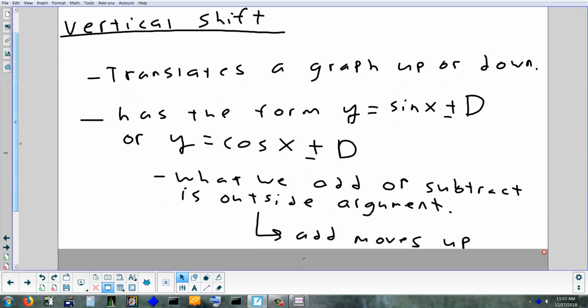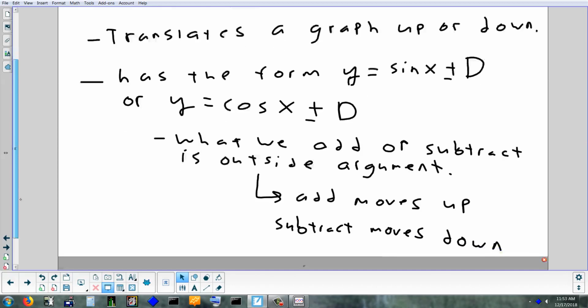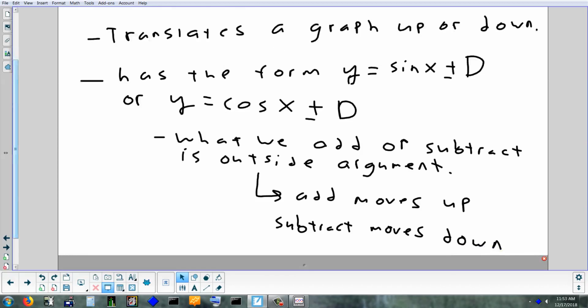If you add, that will move it up, which makes sense to me. When I add something positive, positive is up. If I subtract, that brings it down. Negative, down. So you're still adding and subtracting. It's exactly the same thing as phase shift in terms of the operation, but it's where you're doing it.